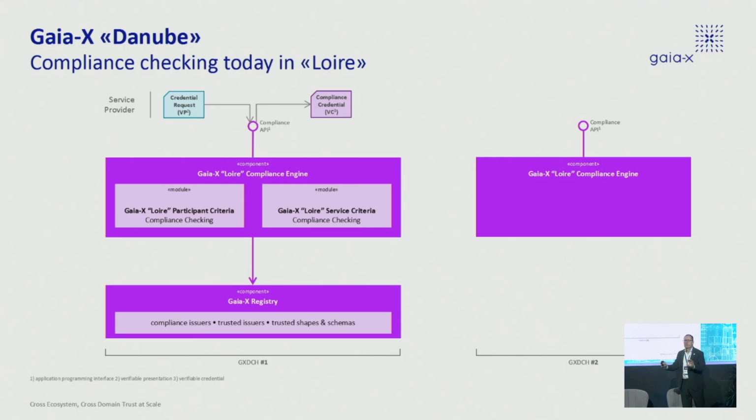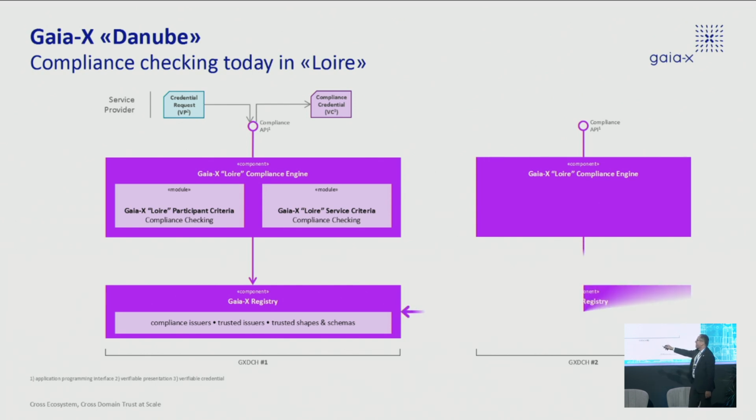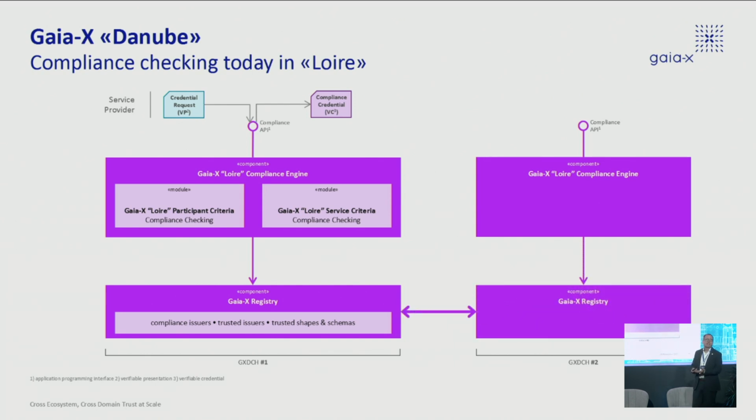The ontology of Gaia-X, for instance the list of the clearinghouses, is part of, embodied in, and stored in the Gaia-X registry, which is kind of synchronized. Yeah, we could have done that in any blockchain or so, but it's much simpler because the need of the ecosystems is not there. This is the current architecture of Loire.